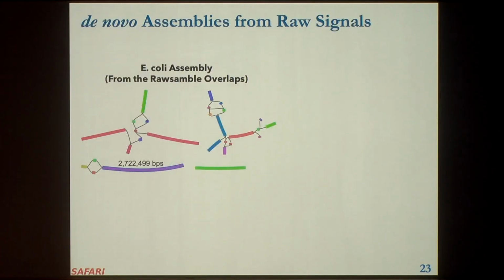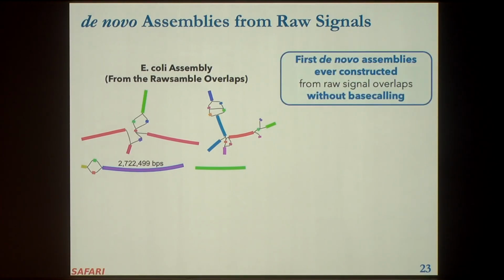In order to evaluate this, we build de novo assemblies from the overlaps, but I'll mainly focus on 2 assemblies, one from E. coli and the second one from the human genome. Here this figure shows the visualization of the assembly graph. We construct the raw signal overlap.